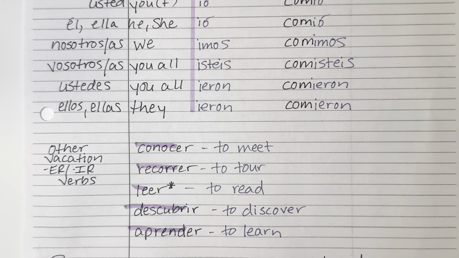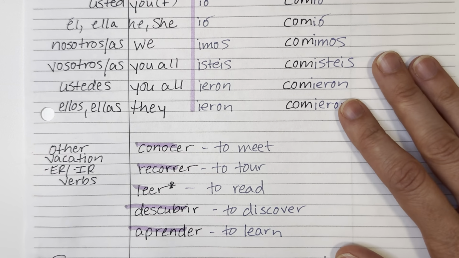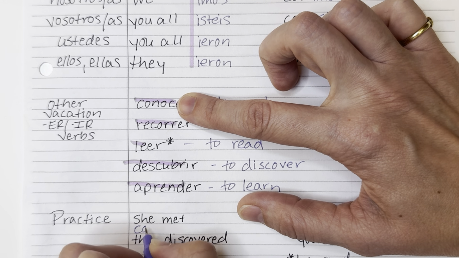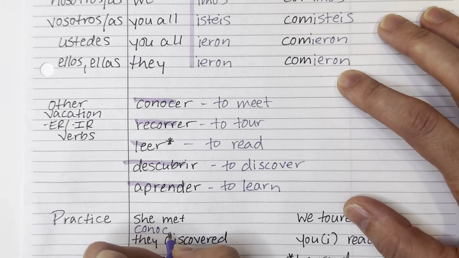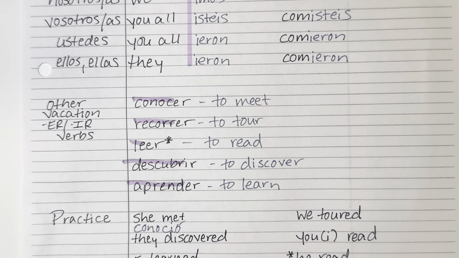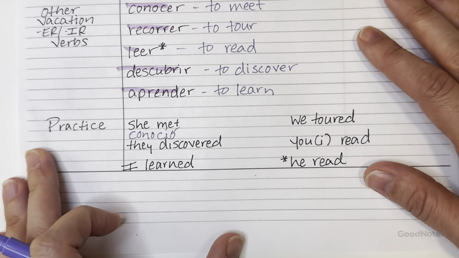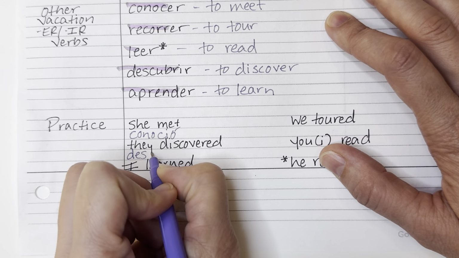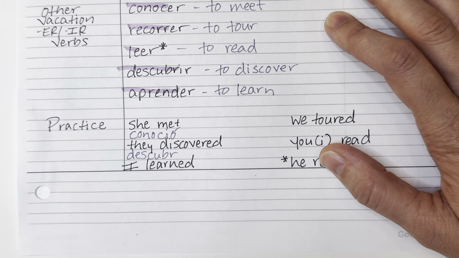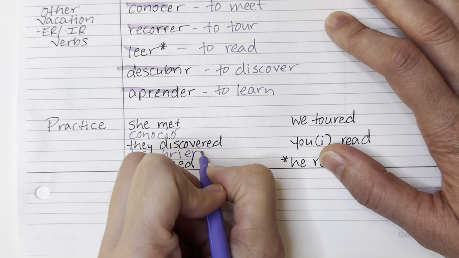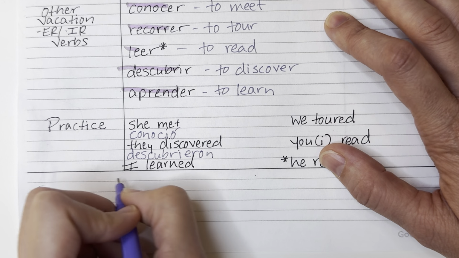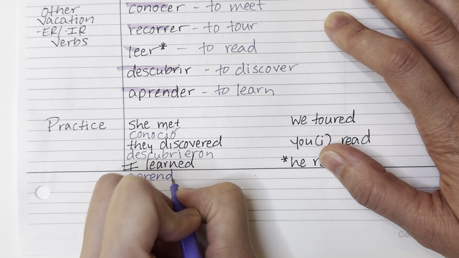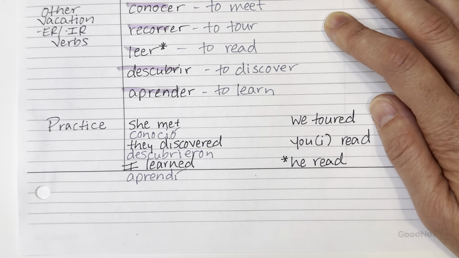So she met. First of all, to meet is conocer, so we're going to say conoc. And for she, we're adding ió, conoció. She met. They discovered, so descubr. And for they, it's ieron, so descubrieron. I learned, to learn is aprend. And for I, it's í, so aprendí.